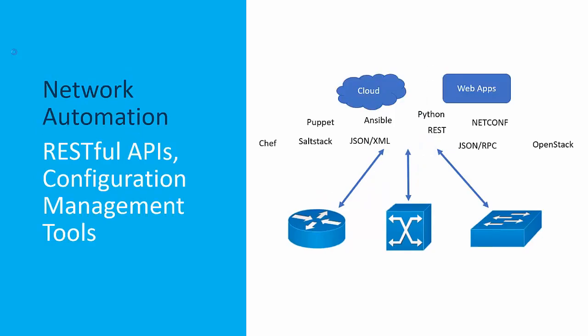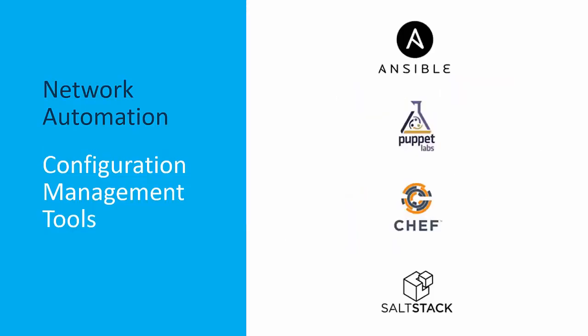Network automation today is developing rapidly thanks to networks moving to the cloud and the advent of virtualization. Today we have RESTful APIs and configuration management tools that can help to automate network configuration and other network tasks. Configuration management tools like Ansible, Puppet, Chef, and SaltStack.